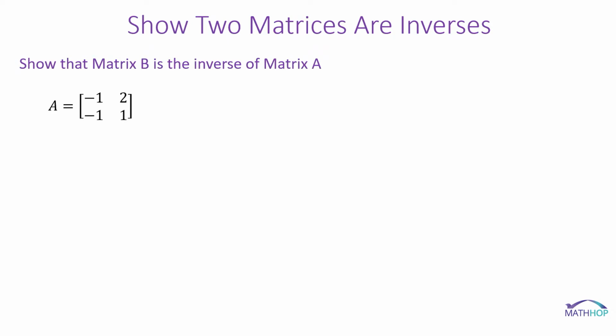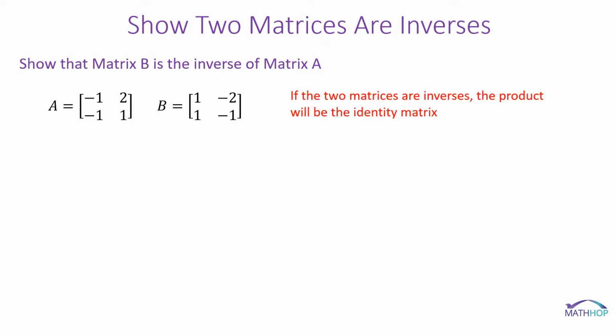Here's matrix A. It's a 2 by 2 square matrix. Here's matrix B, a 2 by 2 square matrix. Remember, if these two matrices are inverses, the product will be the identity matrix, that diagonal from top left to bottom right of 1s. So let's go over matrix multiplication in case you forgot.